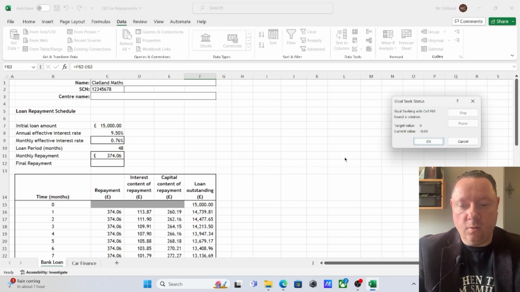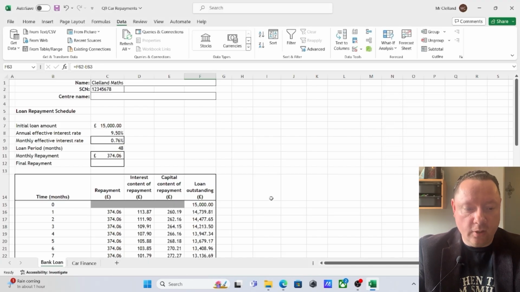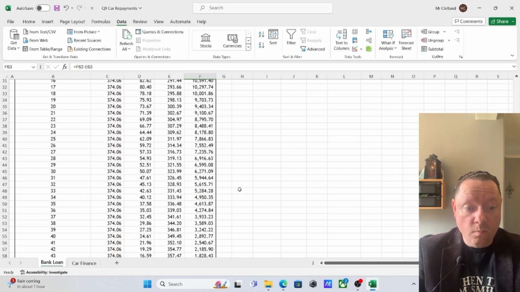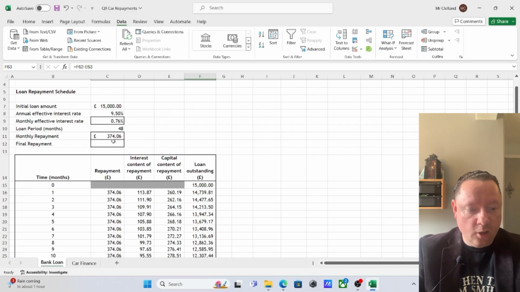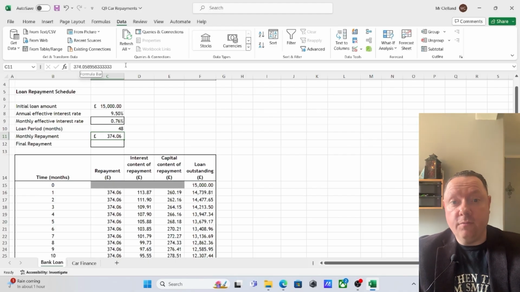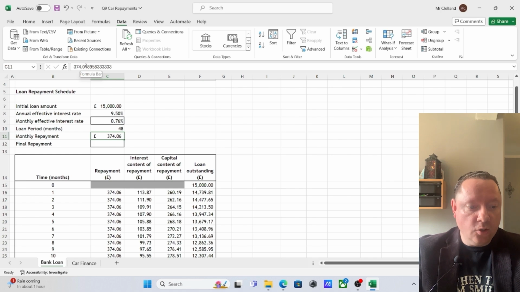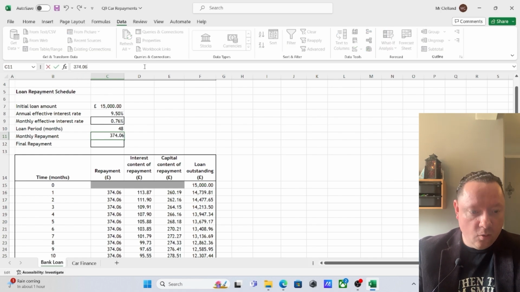So press equals or enter and you'll notice it does it for you. It looks like it's done it well. However, look at our monthly repayment. It says 374.06, but it's not rounded, it's just displaying that. So we need to change that here. You can either change it to 374.05 or 374.06, it doesn't matter. Basically, we use the 06 because you can round up, so I'm just going to do the same. So there you go, 06.